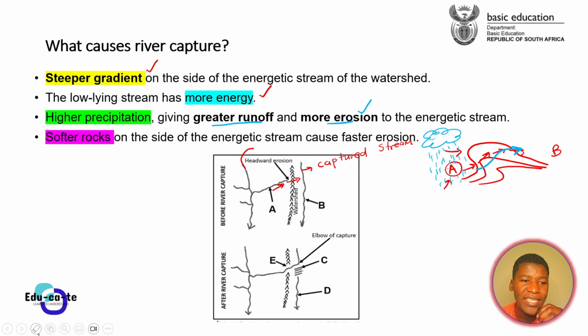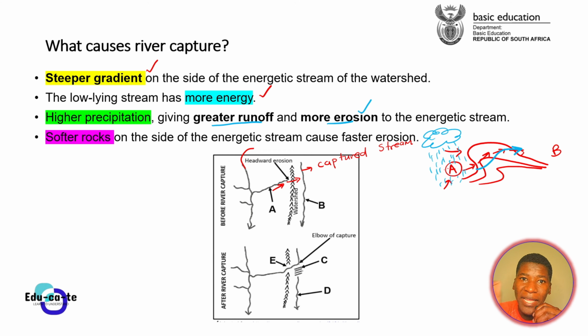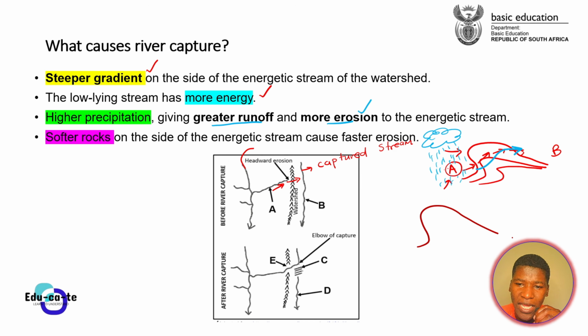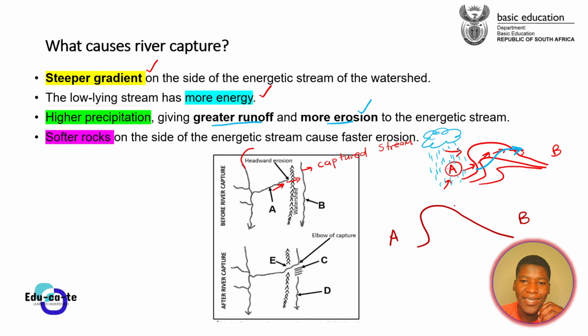Remember, we said last time on our video introducing this, we said that basically what causes headward erosion is when we have got softer rock. So whenever we have got less resistant rock or softer rock, there will be more headward erosion. So if we have got softer rock, let's just say this is our watershed. And then on this side, we have got a more energetic stream. In that case, it is A. And then on the other side, we have got stream B, the less energetic one.